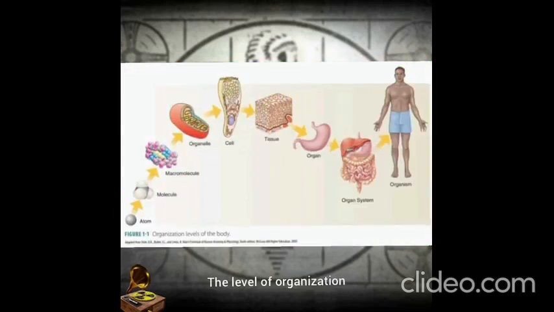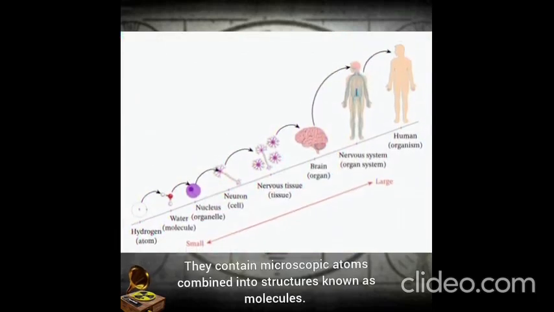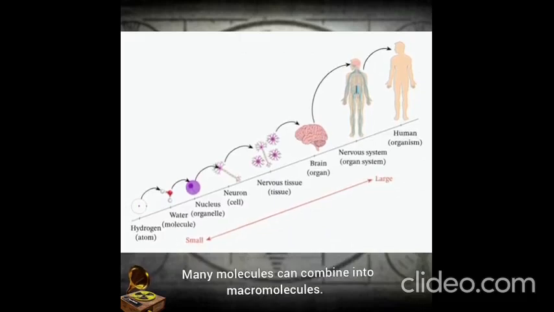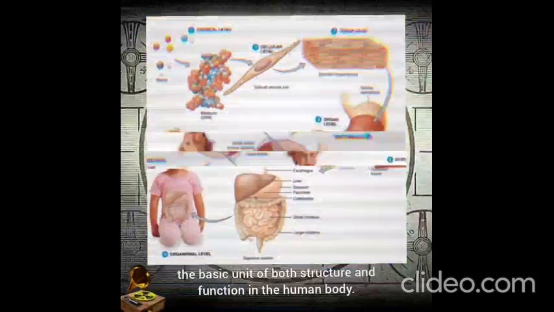The levels of organization. Each body structure is made up of smaller structures, which in turn are made up of even smaller components. Chemicals make up all the materials found in the human body. They contain atoms combining into structures known as molecules. Many molecules can combine into macromolecules. These macromolecules in turn form organelles, which help complete the function of a cell, the basic unit of both structure and function in the human body.